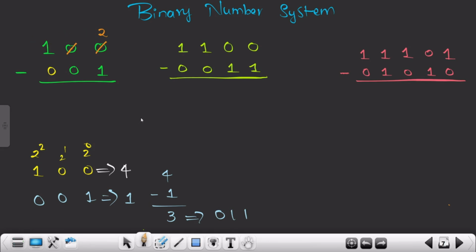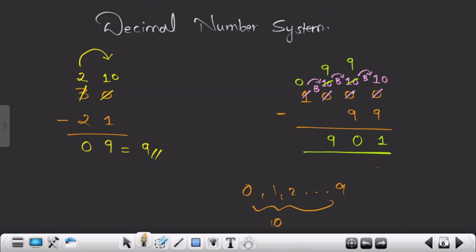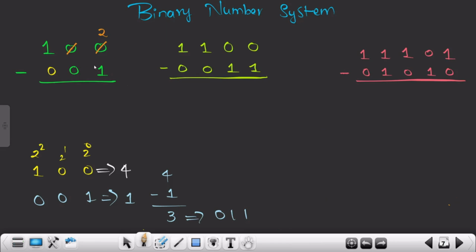Alright, just a second, let me explain this part again. The moment you cancel this 0, you are bound to write 2. Even in the decimal number system, I told you that the moment you cancel the 0, you should write 10. On a similar note over here, the moment you cancel 0, you should write 2. And why? Because you are borrowing one from this particular one, so this would be 0. That's why you made it 2.